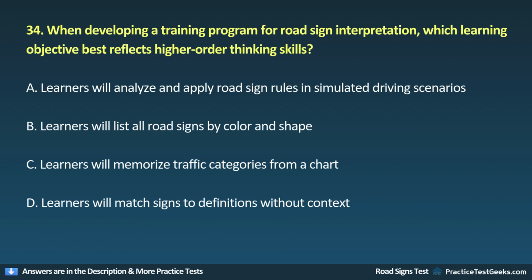34. When developing a training program for road sign interpretation, which learning objective best reflects higher order thinking skills? A. Learners will analyze and apply road sign rules in simulated driving scenarios. B. Learners will list all road signs by color and shape. C. Learners will memorize traffic categories from a chart. D. Learners will match signs to definitions without context.